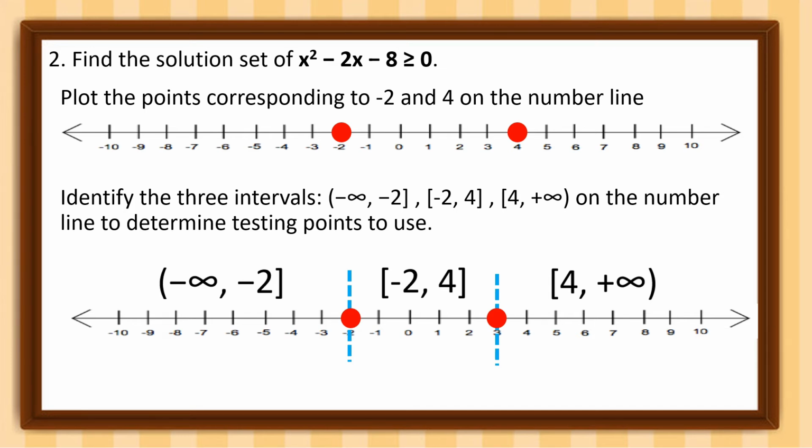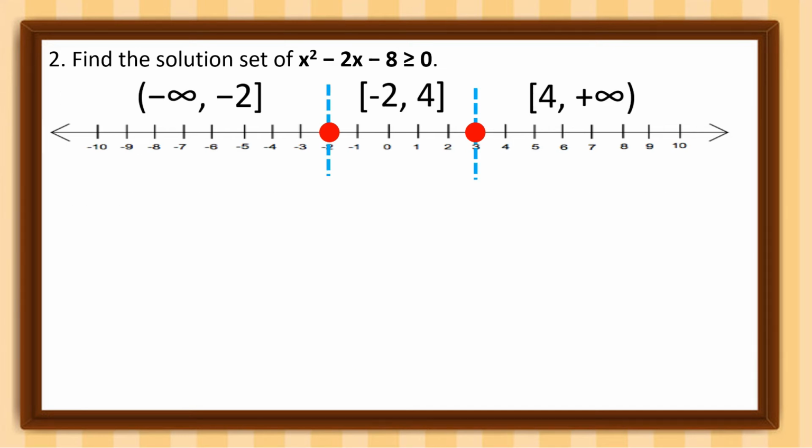Take note that since we don't know the end point of positive infinity or the end point of negative infinity, that's why we use a parenthesis. We now know the intervals. Let us now determine some testing points. In the first interval, from negative infinity up to negative 2 and negative 2 is included, I want my testing point to be negative 3.